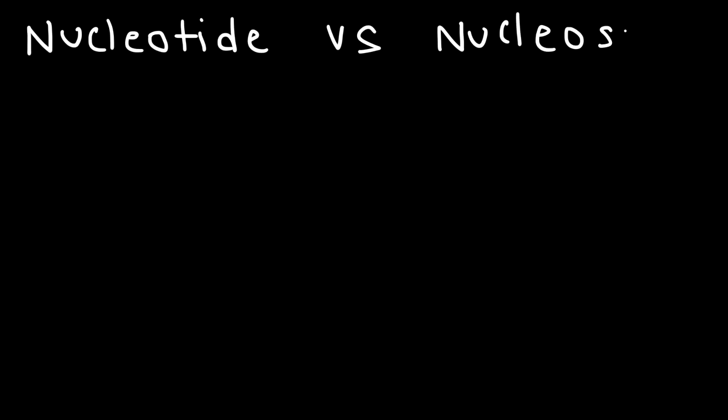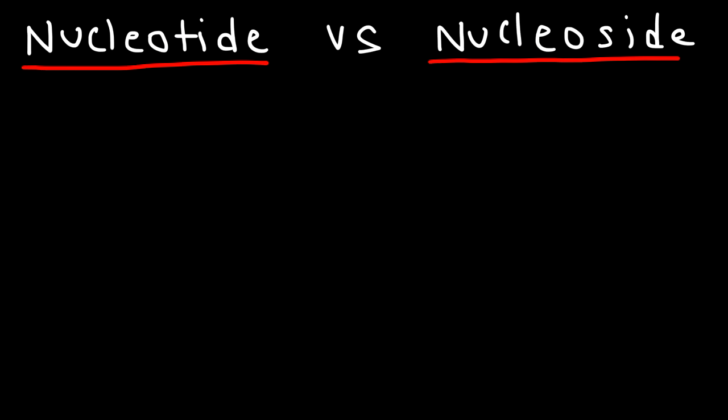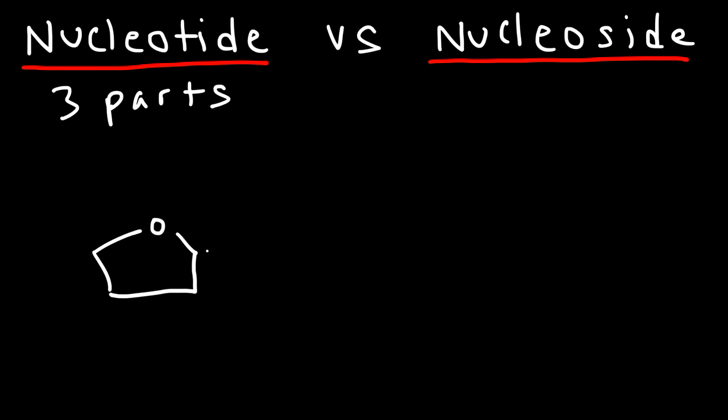Now here's a question for you. What is the difference between a nucleotide and a nucleoside? What would you say? Perhaps you heard of the word nucleoside. What really is a nucleoside? Well, let's go back to nucleotides. We know that a nucleotide has 3 parts. As mentioned before, it has a ribose or a deoxyribose sugar. It has a nitrogenous base, which could be a pyrimidine with 1 ring or a purine with 2 rings, and it also has a phosphate group.